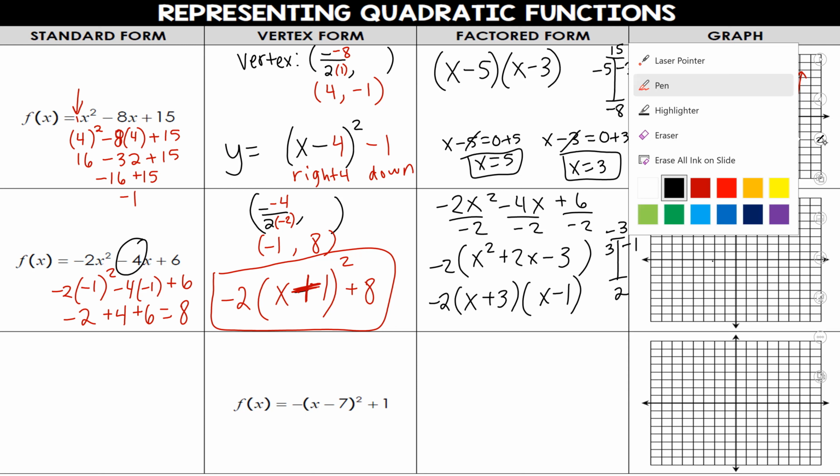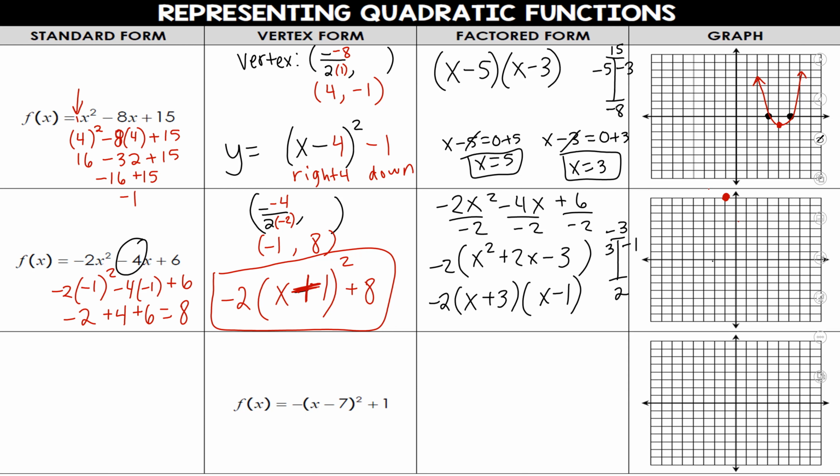And you can set it equal to 0 to solve what your x-intercepts will be. So I'll set this factor equal to 0, x + 3 equal to 0. So when I solve, I'll get x is equal to -3. And when I solve this one, I'll get x is equal to 1. So I'll go ahead and plot my x-intercepts. I have a solution at -3 and a solution at 1. So that is what my graph will look like.